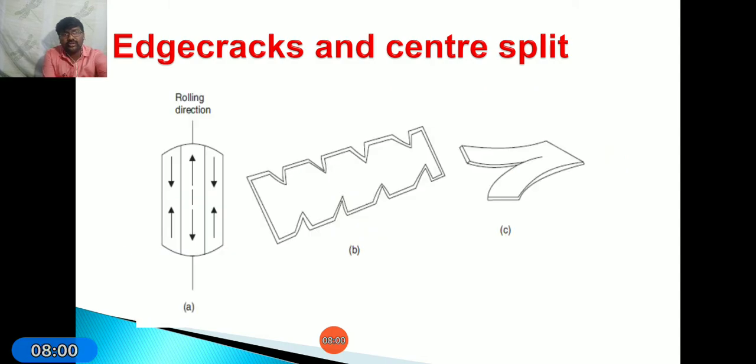This effect is shown in the figure, observed in diagram A. In the center, the arrows indicate tensile forces, and at the two edges on either side of the center, the arrows represent compressive forces. That means in the center the tensile forces will act, and at the edges the compressive forces will act. Due to this, edge cracks will be formed in some cases, and center split as shown in figure C. Due to this, the edge cracks and center split are formed.